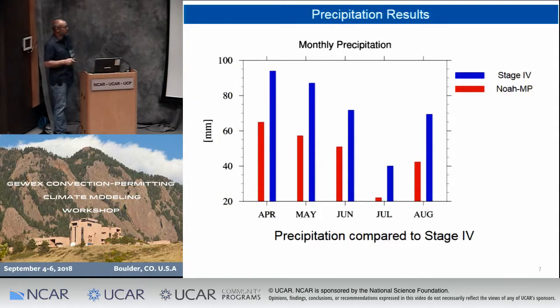Okay, this is what the results looked like for April through August. The Stage 4 precipitation here is in blue, and the Noah-MP runs in WRF are in red. What you can see is that there's a low bias in precipitation throughout the early part of the summer. But then when you get to July, the precipitation almost is gone in WRF, and it recovers a little bit in August, but nowhere near what you're getting at the end of the summer season for observed precipitation.